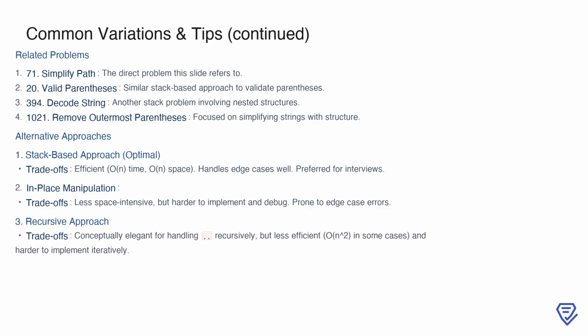Another option is in-place manipulation, which reduces space usage but is harder to implement and debug, especially with complex edge cases. A third approach is a recursive one, which can be conceptually elegant for handling .. operations. However, recursion often leads to less efficient solutions, with potential O(n²) time complexity in some cases, and it can be challenging to translate into an iterative solution. Weighing these trade-offs helps you choose the best method based on the context of the problem or interview scenario.